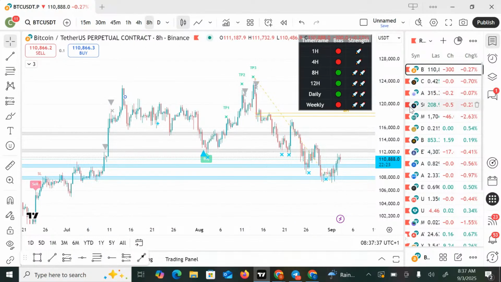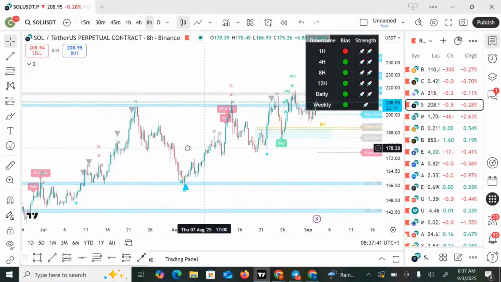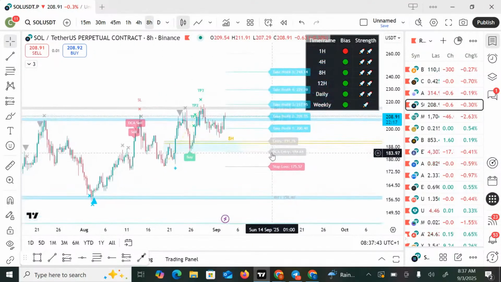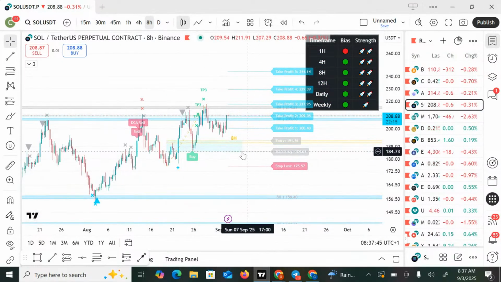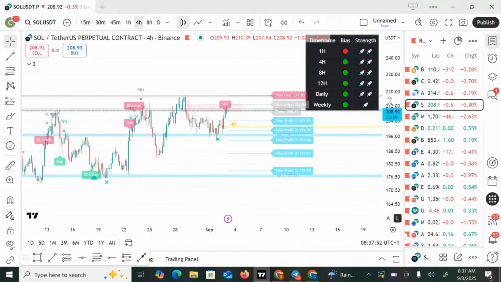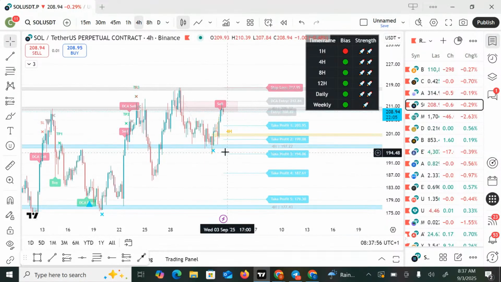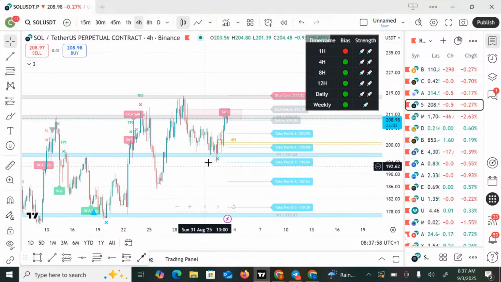So this is how Bitcoin. Let me go to Solana. Now this is Solana on an 8-hour time frame. We go to 4-hour time frame. It's not hard. All these things you just get used to. And I'm actually even using the Zone Master like this. You can see how the Zone Master is showing me my support and resistance on its own.